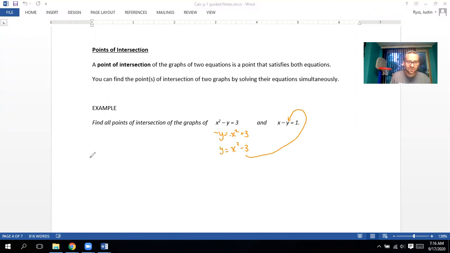So when we do that, we get x minus, not y, but x squared minus 3, equals 1. Oh, this is kind of messy. Should have done it the other way, but oh well. And when I distribute the negative, I get x minus x squared plus 3 equals 1.